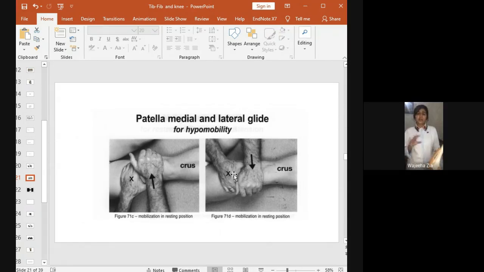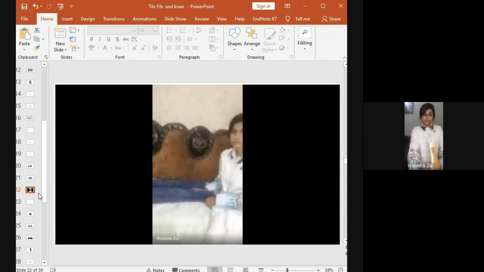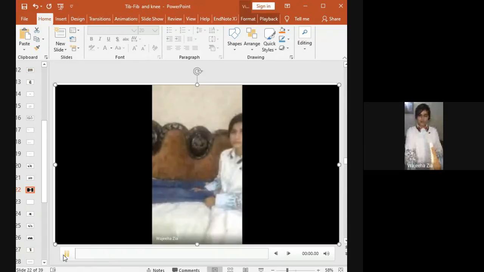Now the next 2 glides, medial glide and the lateral glide. Keep the knee in the 5-degree flexion. The medial glide is very easy: approach from the lateral side and apply a downward force. This is the medial glide. And for the lateral glide, approach from the medial side. Simply, if you want to glide in the medial direction, approach from the lateral side, and if you want the lateral glide, approach from the medial side. In these videos, you can see the gliding techniques.